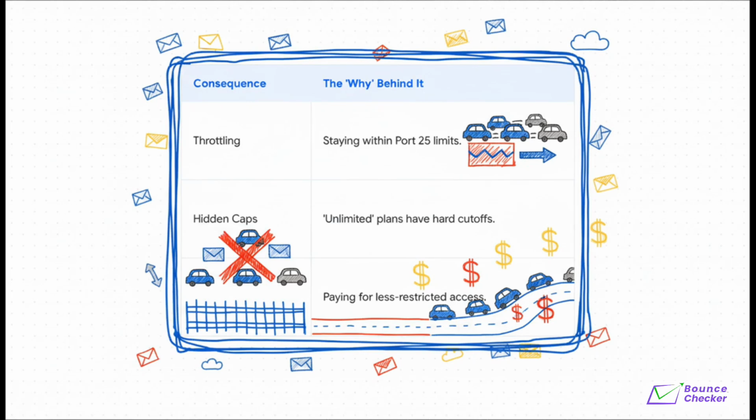You know when you get throttled? That's just the service forcing all your cars to slow down to a crawl so they don't completely clog the highway. Those hidden caps? That's the fine print saying your unlimited road trip is actually over after 1,000 miles. And those crazy high costs for premium tiers? That's just you paying a fortune for a slightly less crowded lane on the exact same tiny highway.